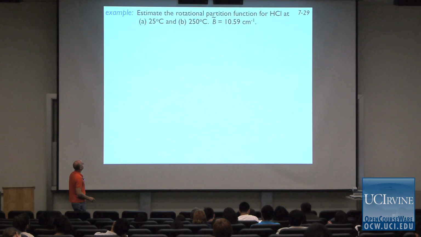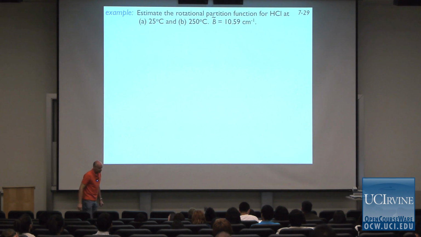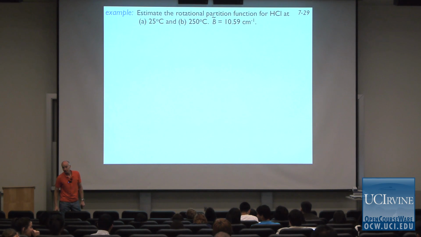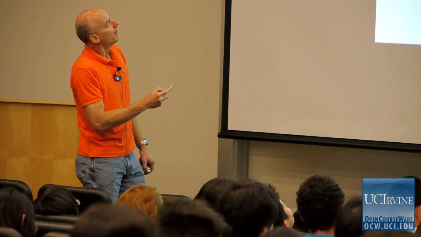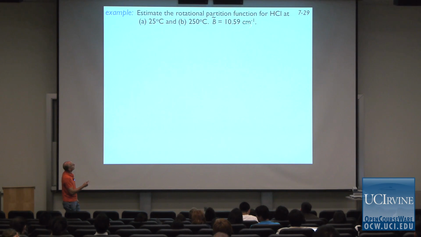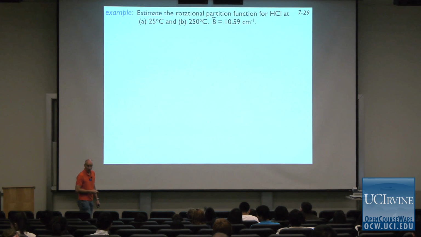Now, estimate the rotational partition function for HCl at 25 degrees and 250 degrees C. Its B value is 10.59 wave numbers. Rotational constant. Actually, pretty big rotational constant, pretty big energy for a rotational constant.